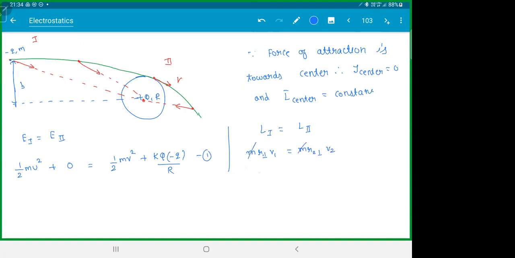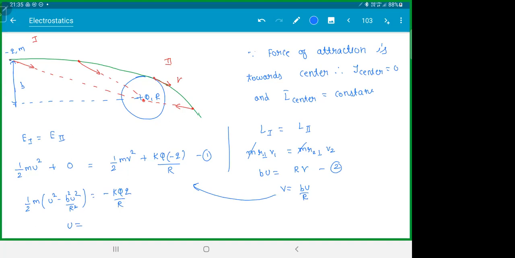m cancels. Initial r perpendicular is b, velocity is u. This is r and this is v. This is equation 2. Two equations, two unknowns. v is equal to b u by r. Take this and put it in this equation. You end up with half m u square minus b square u square by r square is equal to minus k q by r. You want to find the value of u, right?